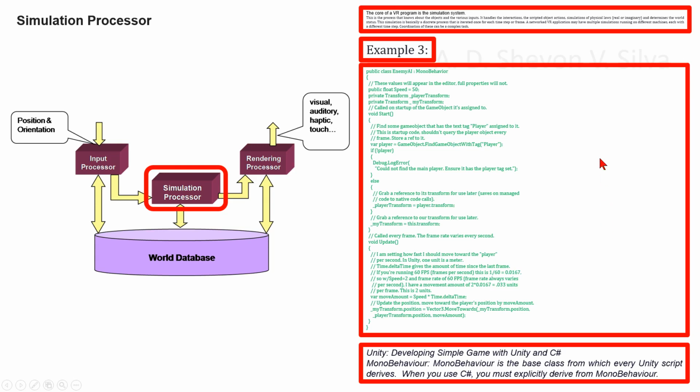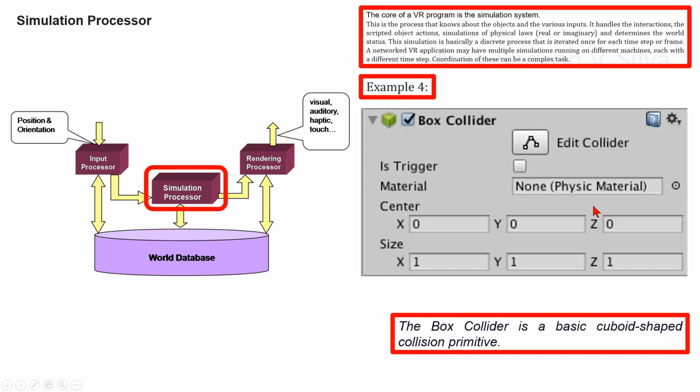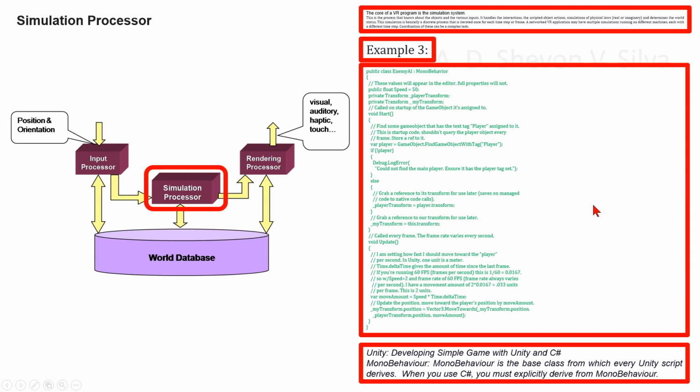This is a basic example, and it can be made more efficient by, say, adding a rigidbody component to this object. Here you can see these variables, these values will appear in the editor, full properties will not. And here, called on startup of the game object, it's assigned to this void Start, and finds the game object that has the tag player assigned to it. This is startup code, so we shouldn't query the player object every frame; store a reference to it.